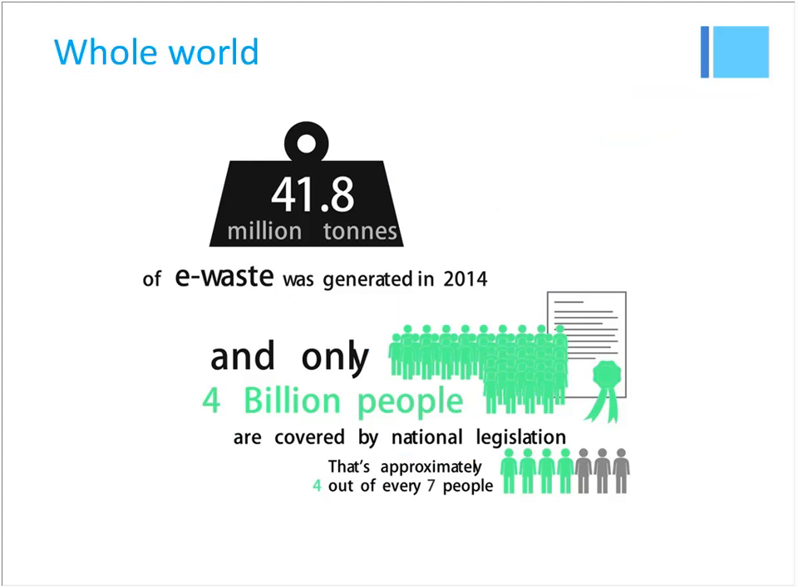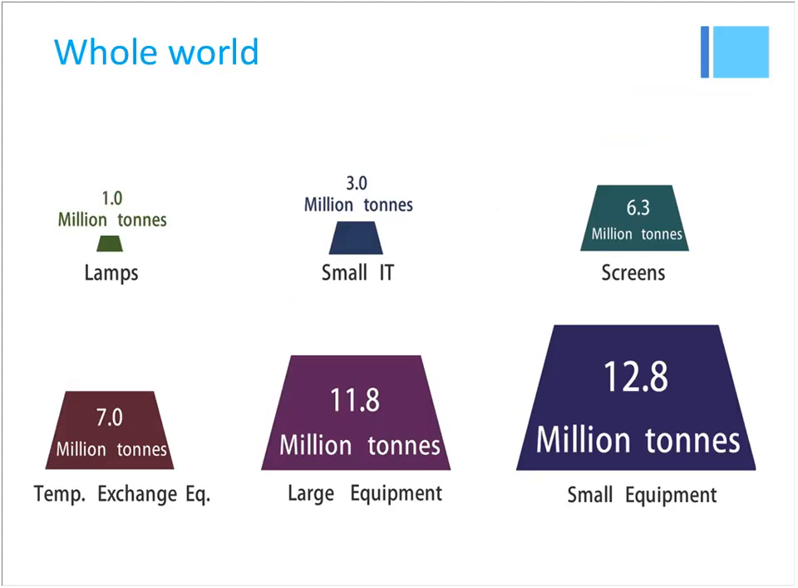Our analysis for 2014 is about 42 million tons of e-waste being generated. In relation to that, only 4 billion people are in some way covered by national legislation. So there is a lot of territory in the world where a lot of the population is not covered by any e-waste legislation. If you look at the e-waste type, when we cluster and simplify it, it starts with some small amounts of lamps, small amounts but potentially high in mercury. There's a lot of energy saving lamps in this category.